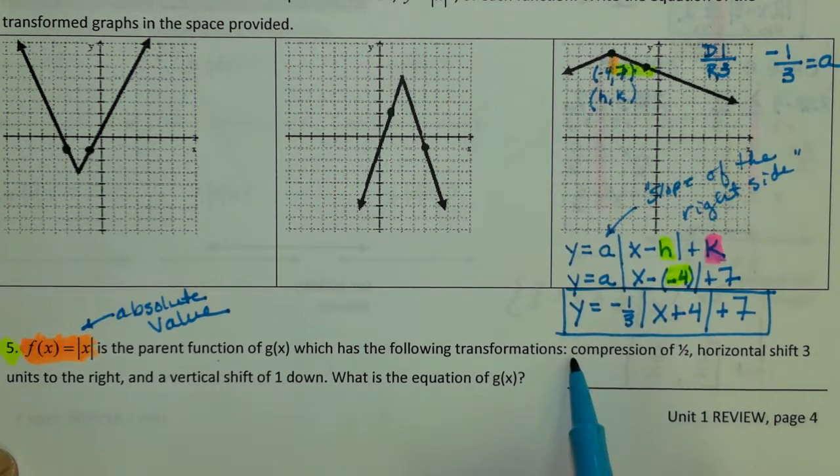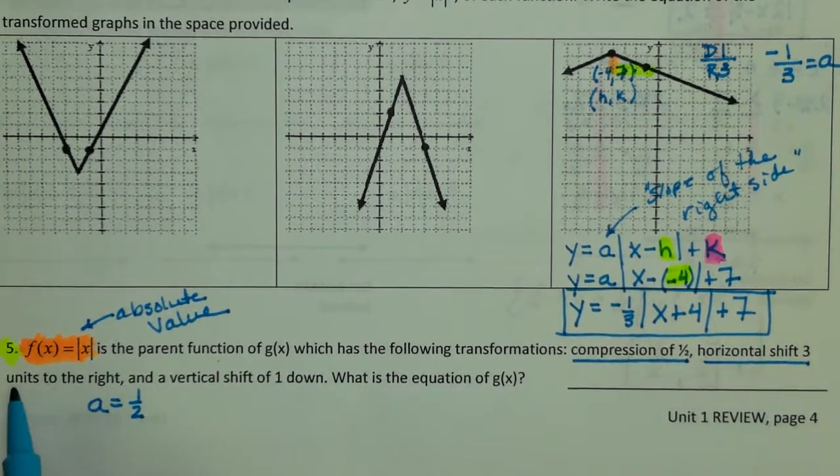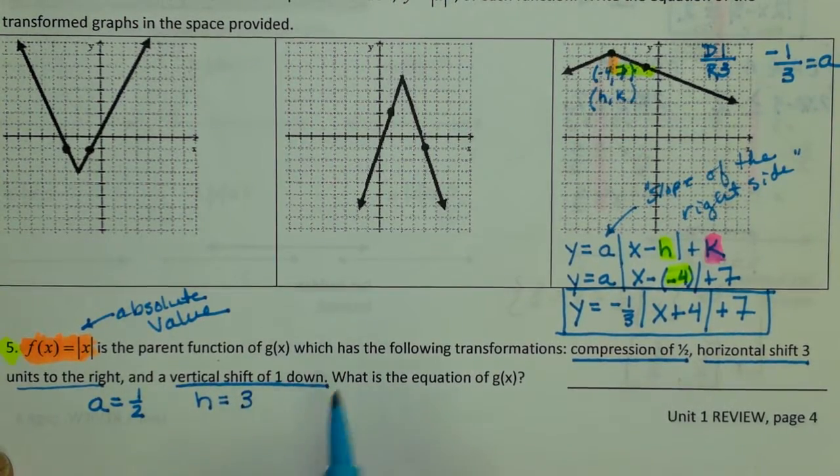So it's giving me a compression of 1/2. So my compression is my a, so I'm going to put a as 1/2. It's giving me a horizontal shift of 3 units to the right. So my horizontal is h, so 3 units to the right would be positive, and a vertical shift of 1 down. So a vertical shift is my k, 1 down would be negative 1. It didn't tell me a reflection over x or anything, so I have what I need.